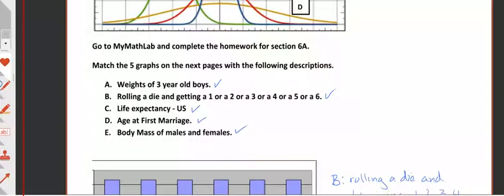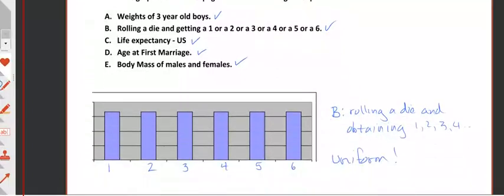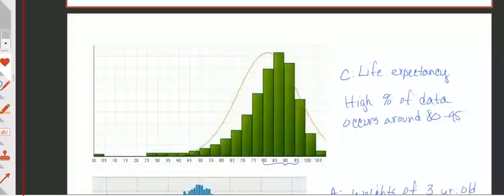Okay, so let's wrap it up. Notice this first graph has 6 bars, and each one of those bars has the exact same height. So this would be a uniform distribution, and this one would be the distribution I would choose for B, which says rolling a die and obtaining a 1, 2, 3, 4, 5, or 6. The chances of getting a 1 when you roll a die are the same as getting a 2, a 3, and so on. So this would be a uniform distribution. There would be no peaks. Let's check out the next picture, the next graphic.